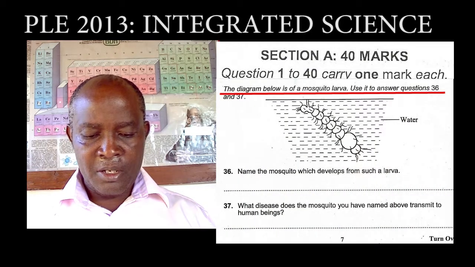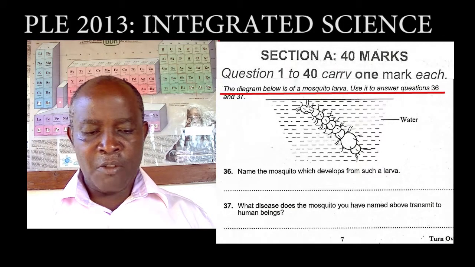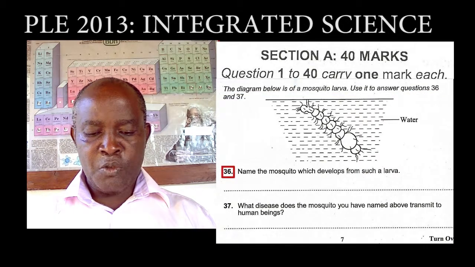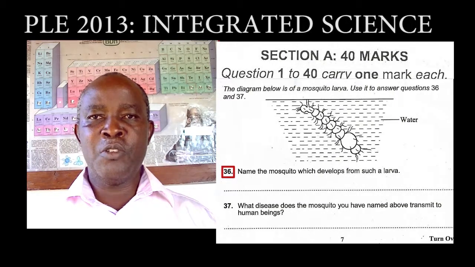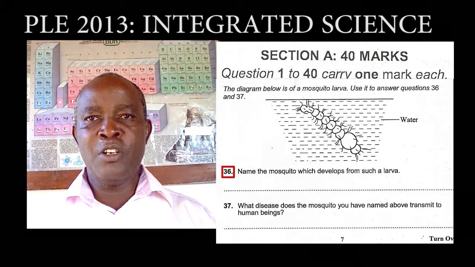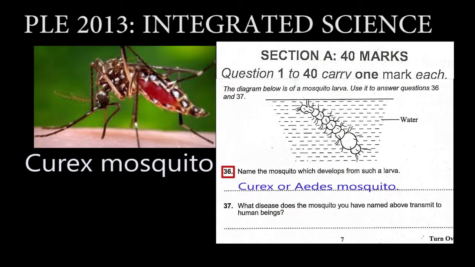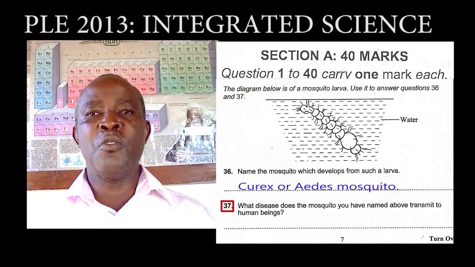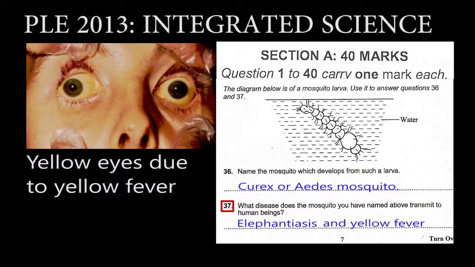The diagram below is of a mosquito larva. Use it to answer questions 36 and 37. Name the mosquito which develops such a larva. Culex mosquito or Aedes mosquito. What disease does the mosquito you have named above transmit to human beings? Elephantiasis and yellow fever.